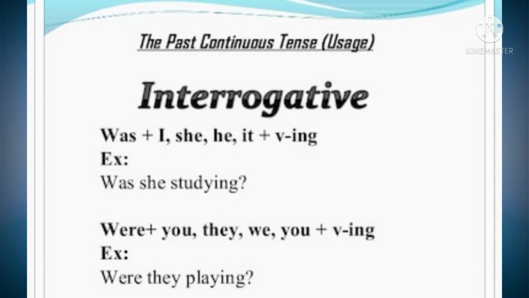Was she studying? Were they playing? This is the form for an interrogative yes or no question. If it is a WH question, what must you do? Just place the WH word before these auxiliaries. What was she doing? What were they doing? In such a way, you have to frame WH questions.